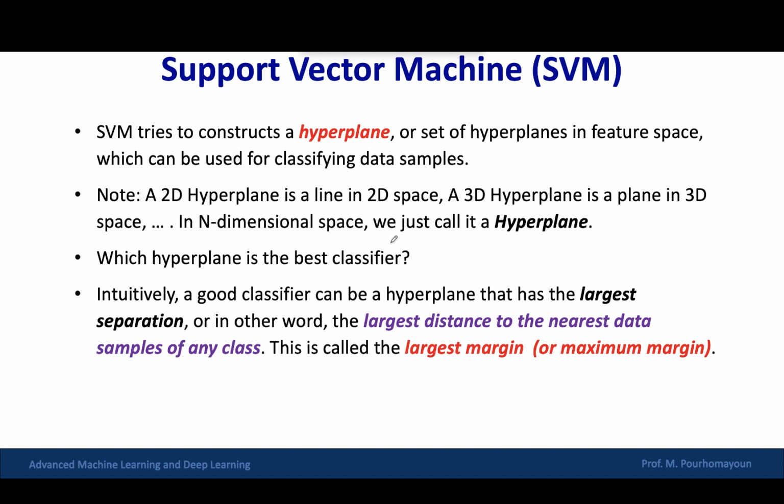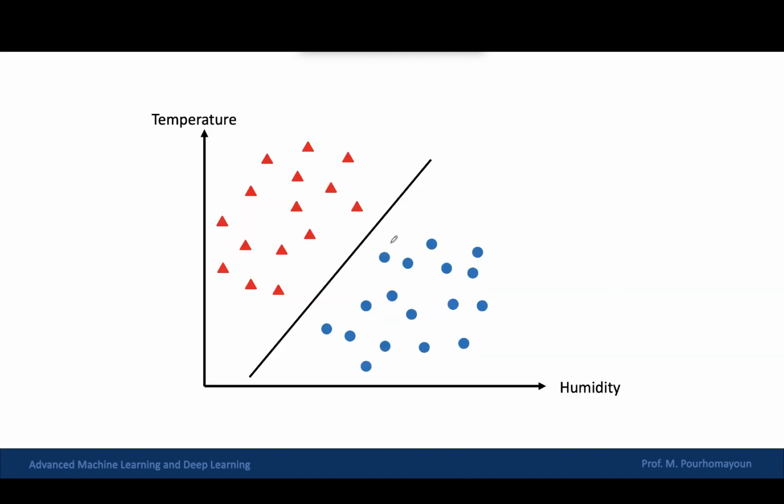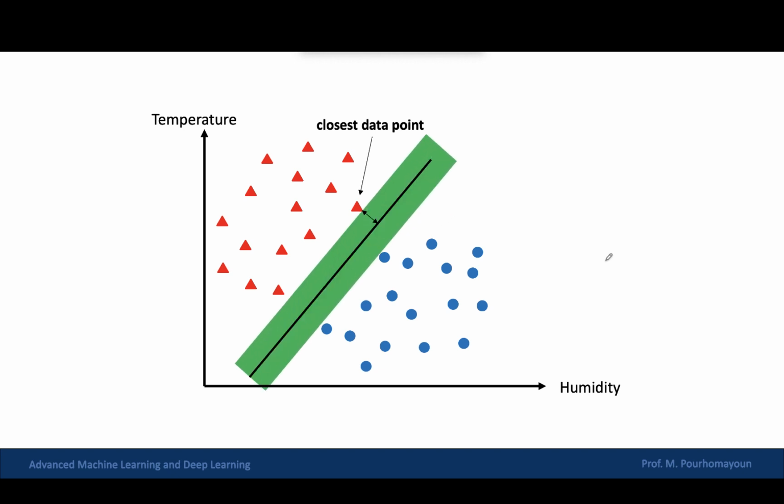It tries to find the classifier that has the largest separation, the largest distance to the nearest data samples of any class. So let me show you an example. This is our data, two classes, red and blue. And this guy is the nearest data point to our classifier. Okay, look at this area right here. This is a safe zone. This is the area where there is no sample, and we call it margin.